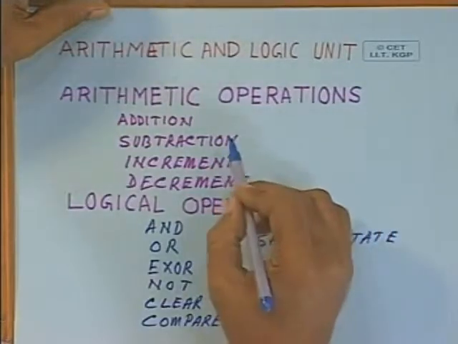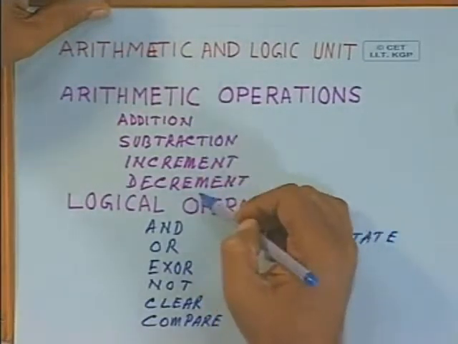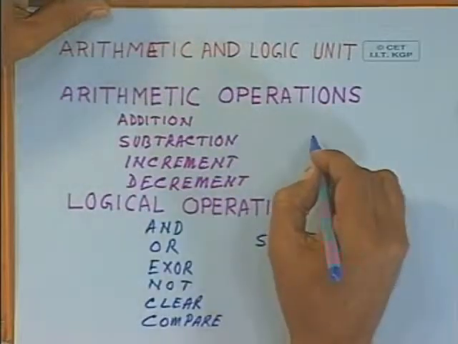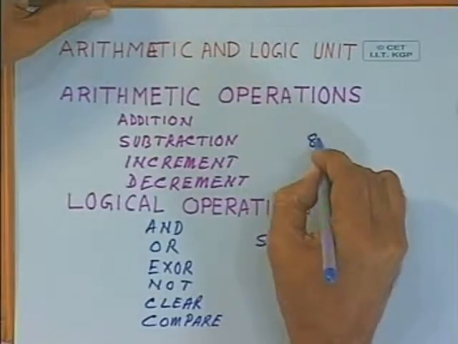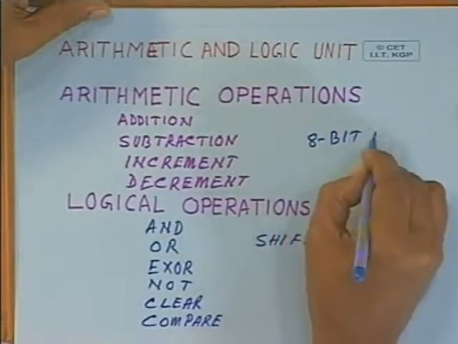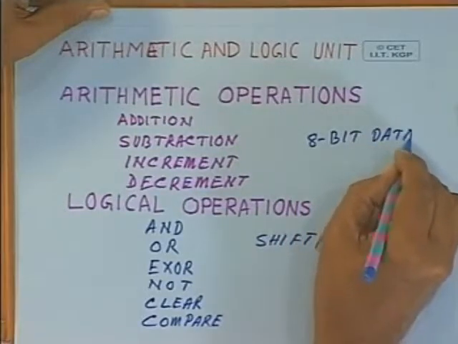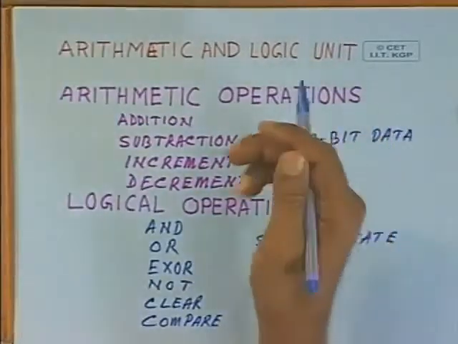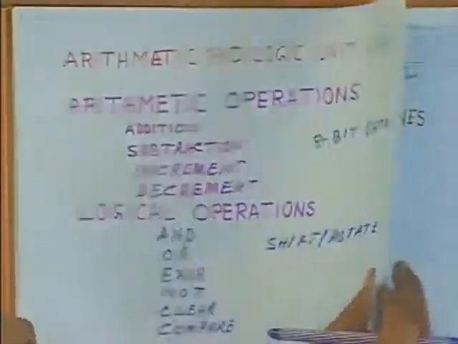And moreover, the arithmetic operations which are performed are restricted to only 8-bit data. That means if you have to implement, say, 16-bit addition or 32-bit addition, again you have to write a program. It cannot be done directly by executing an instruction of 8085. So this is the capability of the ALU.